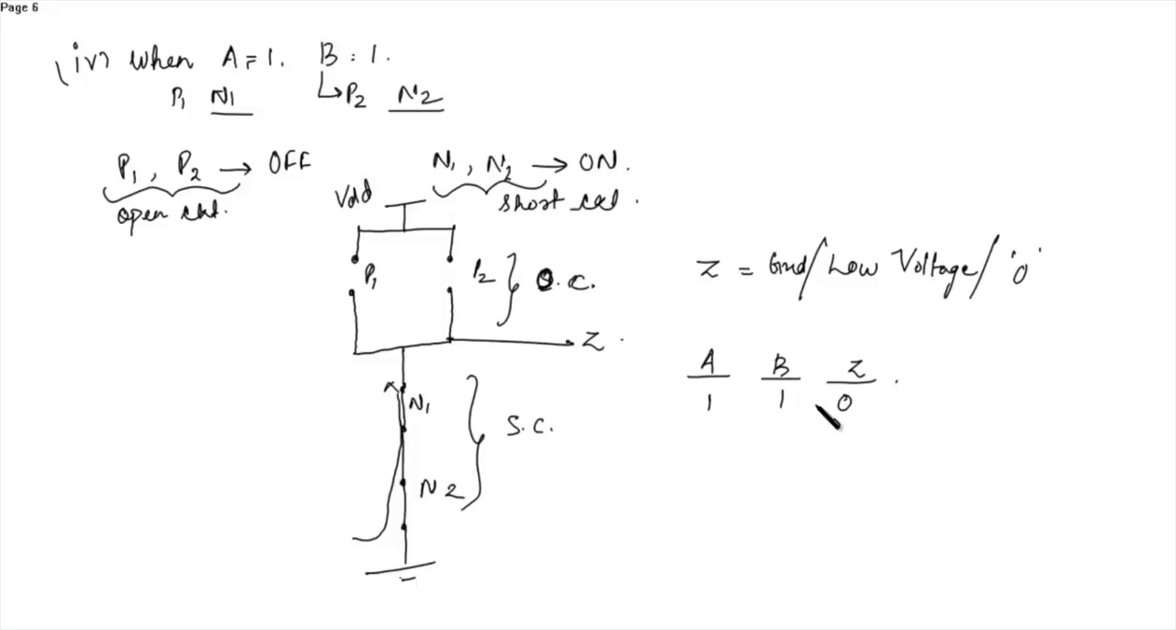Now after getting the explanation for the truth table, let's see the twisted schematic diagram of a 2 input NAND gate.